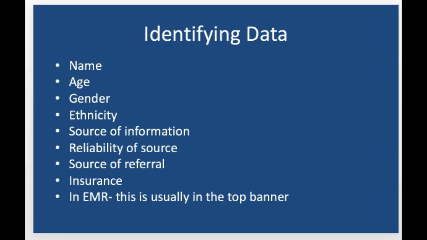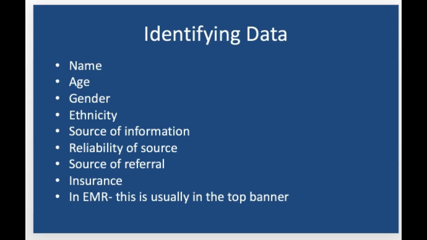The identifying data includes the patient's name, age, gender, potentially their ethnicity, and the source of the information. For example, if the grandmother is bringing a child in, then the source of information is the grandmother. Or if the wife is bringing a husband in who has had a stroke and can't make his needs known, then the wife would be the source of information.